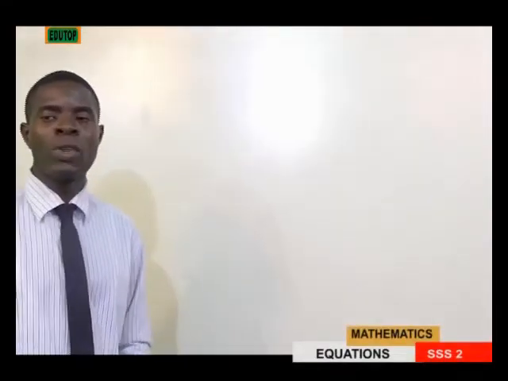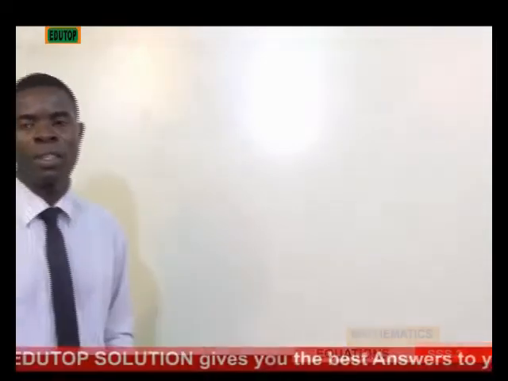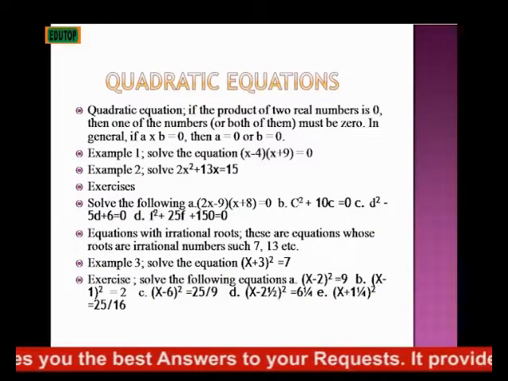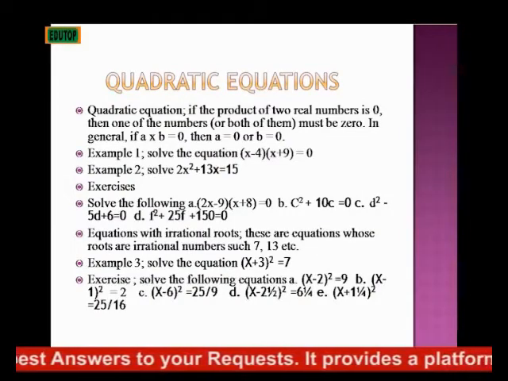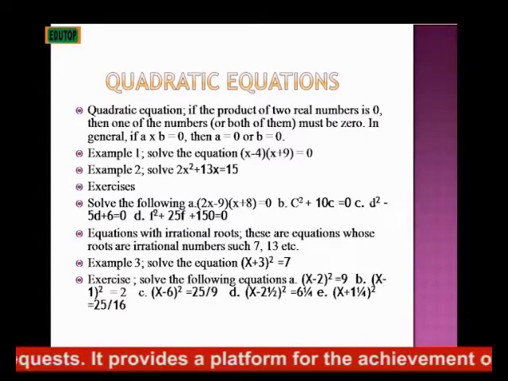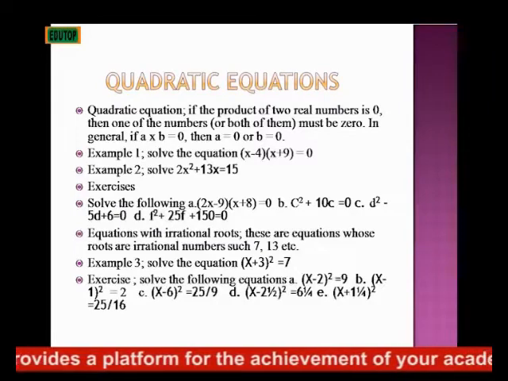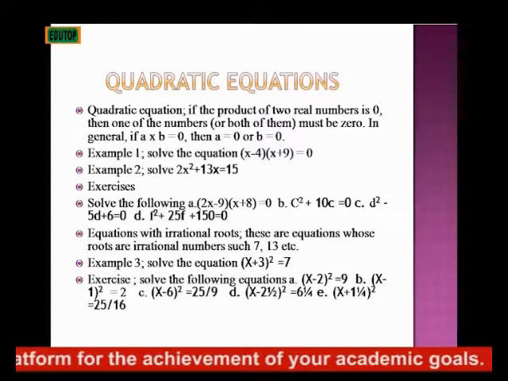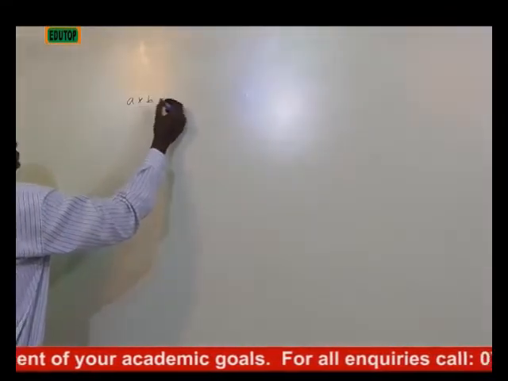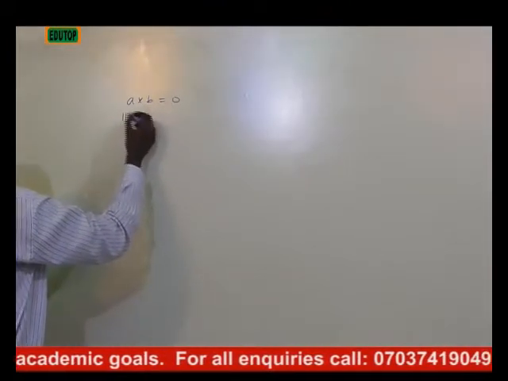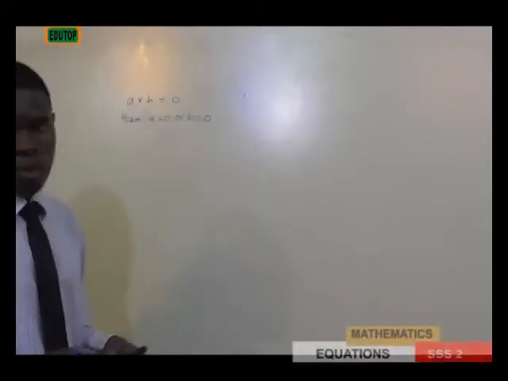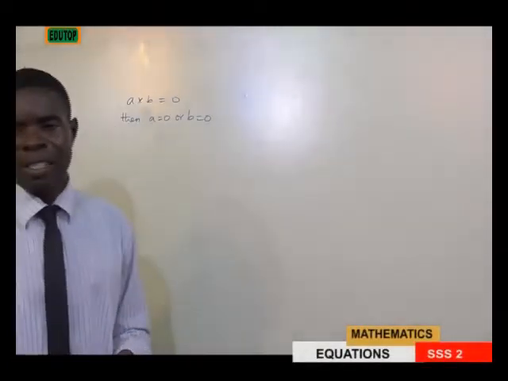The next topic is quadratic equations. If the product of two real numbers is 0, then one of the numbers or both of them must be 0. In general, if A times B equals 0, then A equals 0 or B equals 0. What am I trying to say? A times B is equal to 0, then A is equal to 0 or B is equal to 0. That is the rule that guides that.